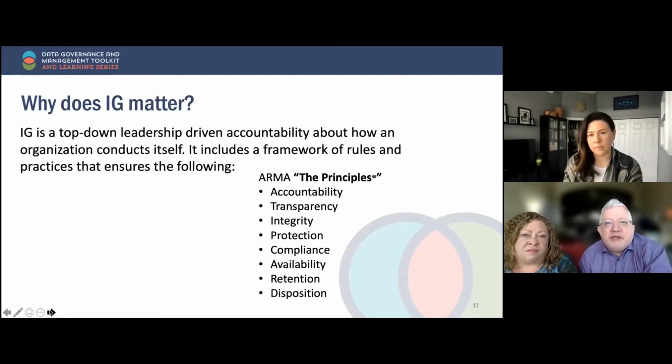Ensuring availability, being able to produce records for audits, privacy requests, or for legal proceedings. Applying retentions, which identify required legal or business retentions, and storing records for those time periods. And the 8th and final principle is conducting disposition.